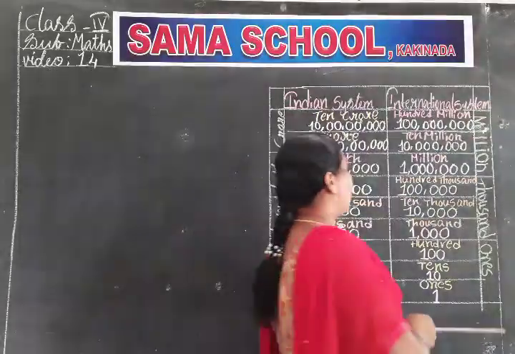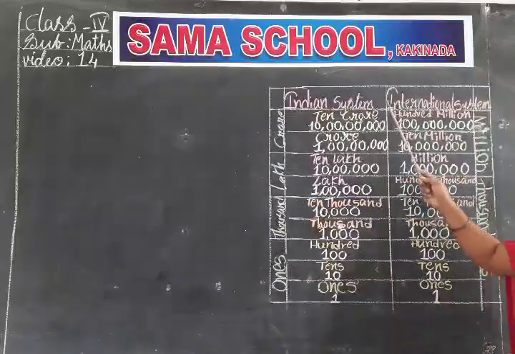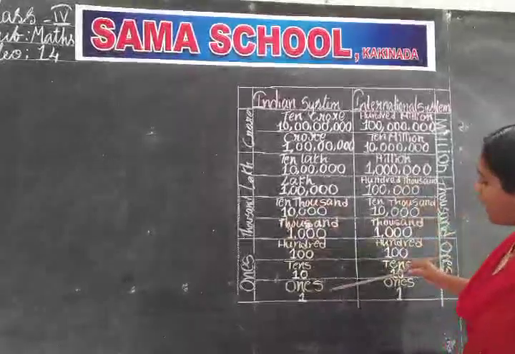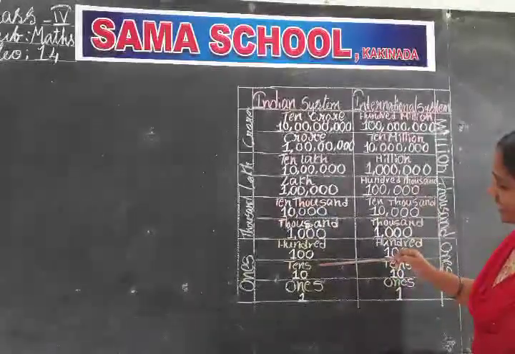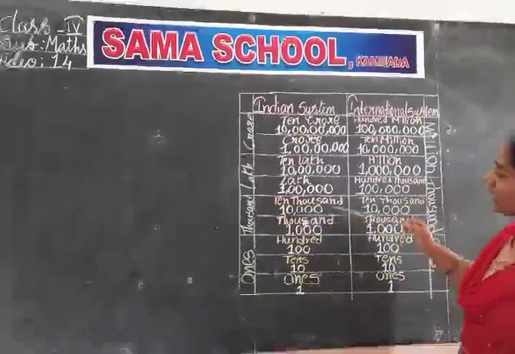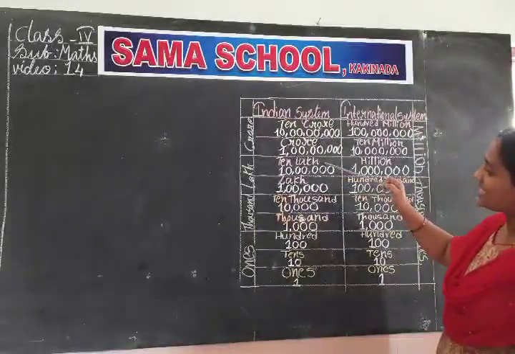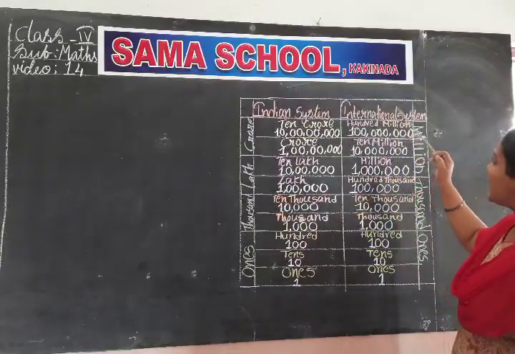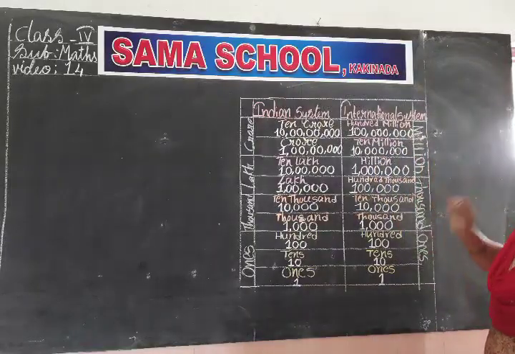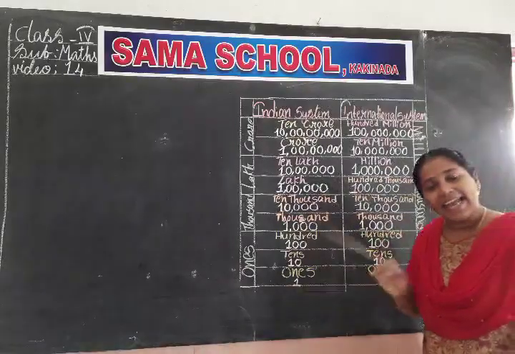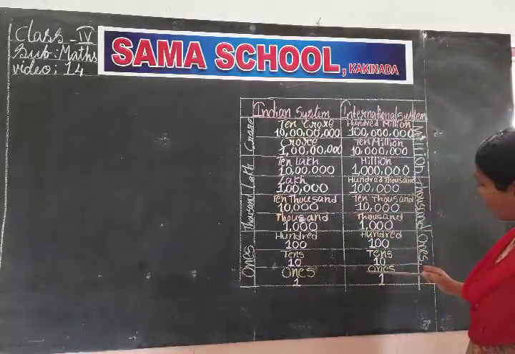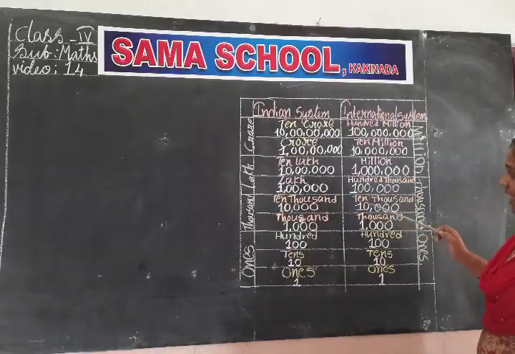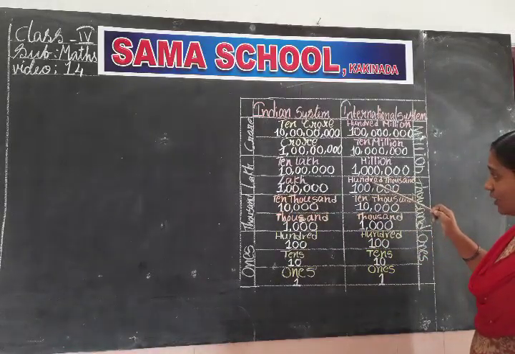Okay everyone, what about this chart? In the Indian system, totally we have 9 places. They are ones, tens, hundred, thousand, 10,000, lakh, 10 lakh, crore, 10 crore. Coming to the international system, in this system also we have 9 places. They are ones, tens, hundred, thousand, 10,000, 100,000.